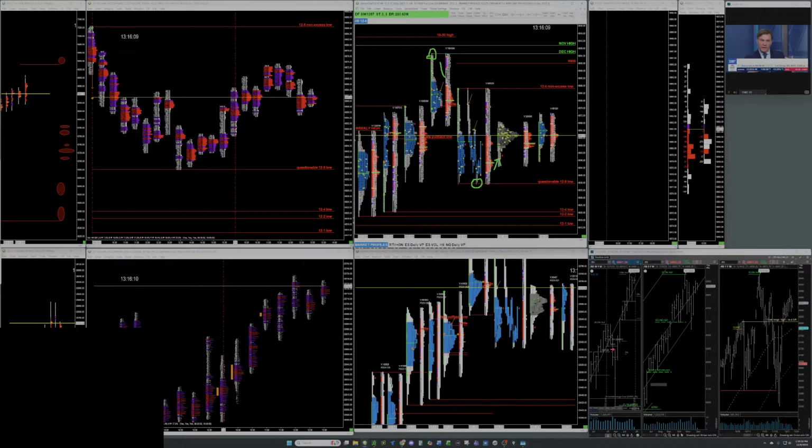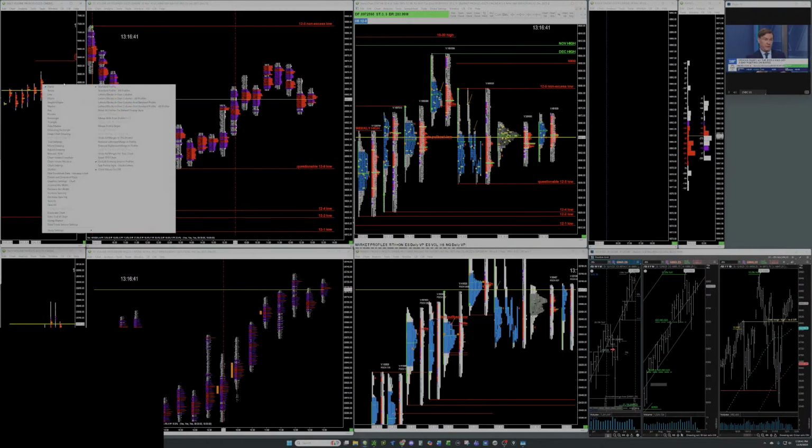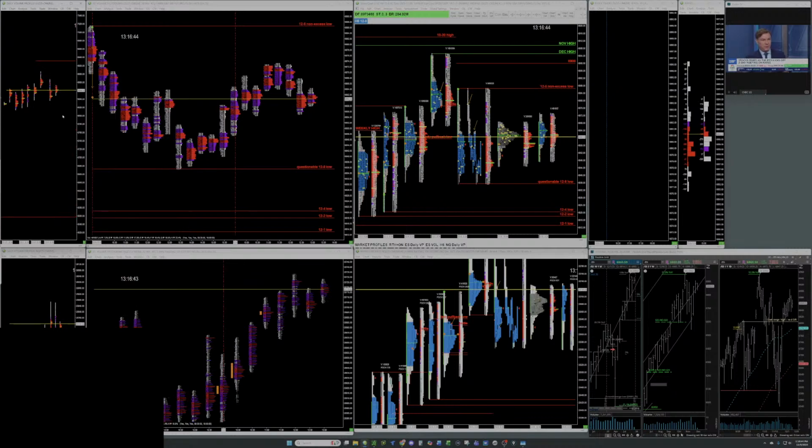Okay, and you can see clearly this is just liquidation of this attempt to take the market out of balance, right? Look above, failure. Okay, where possible, check your monthly, check your weekly. What do you have there?